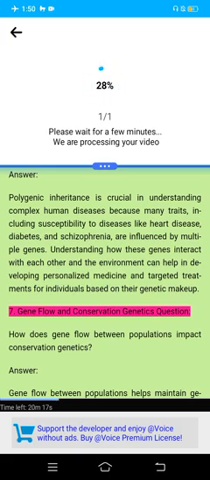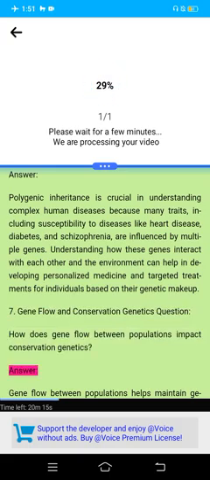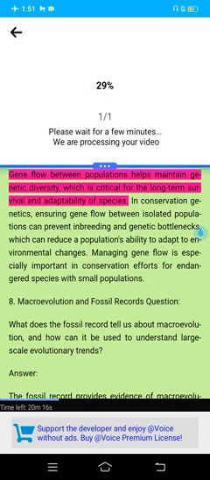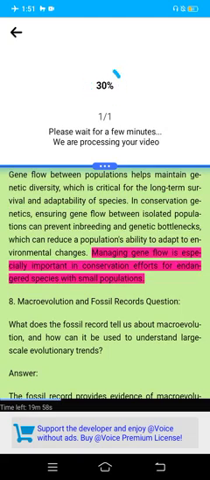7. Gene flow in conservation genetics. Question: How does gene flow between populations impact conservation genetics? Answer. Gene flow between populations helps maintain genetic diversity, which is critical for the long-term survival and adaptability of species. In conservation genetics, ensuring gene flow between isolated populations can prevent inbreeding and genetic bottlenecks, which can reduce a population's ability to adapt to environmental changes. Managing gene flow is especially important in conservation efforts for endangered species with small populations.